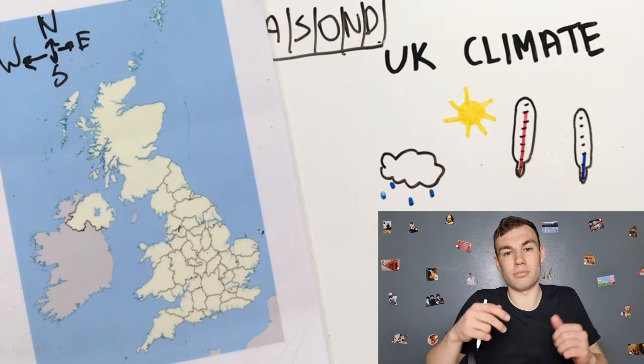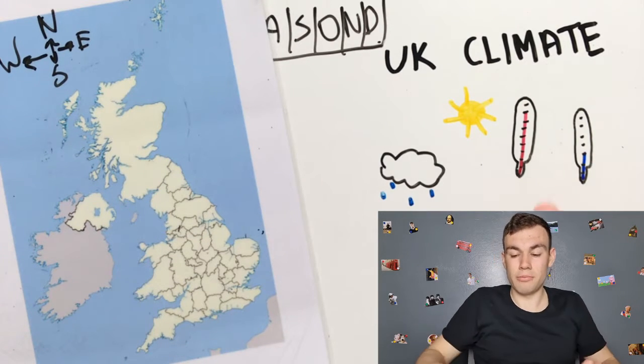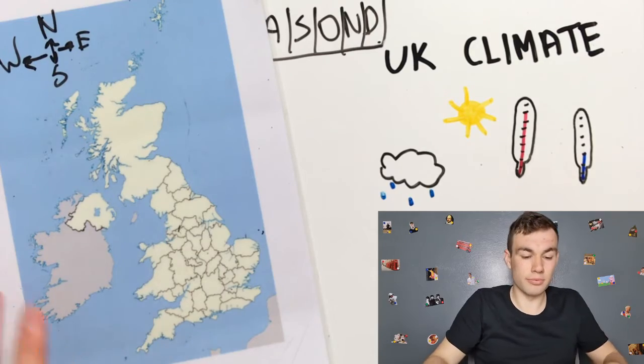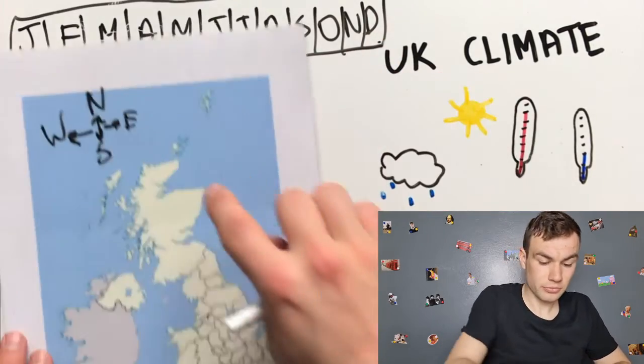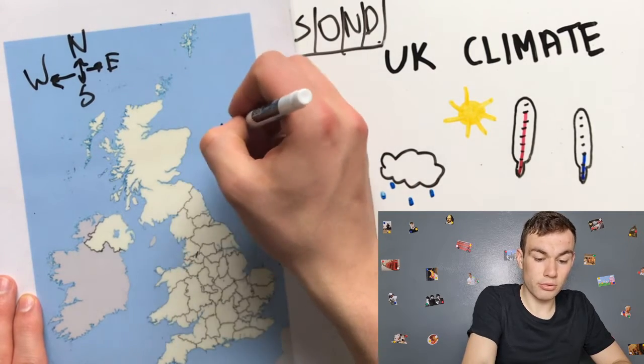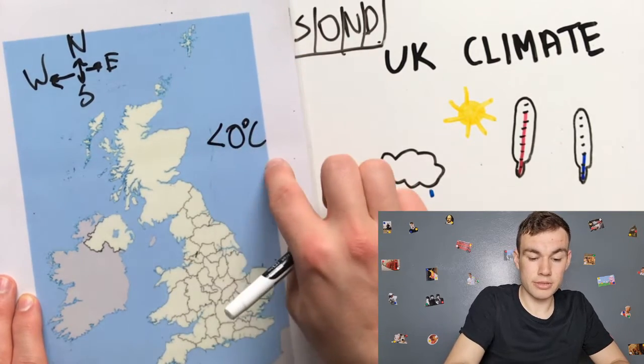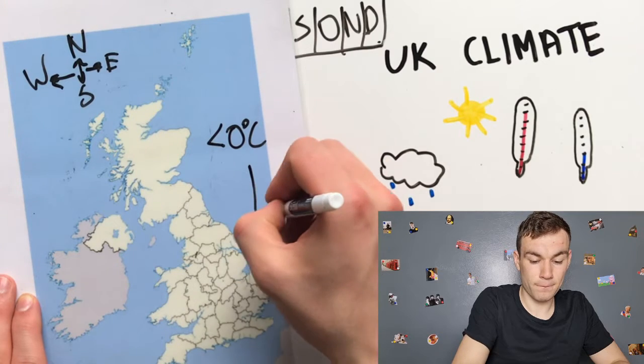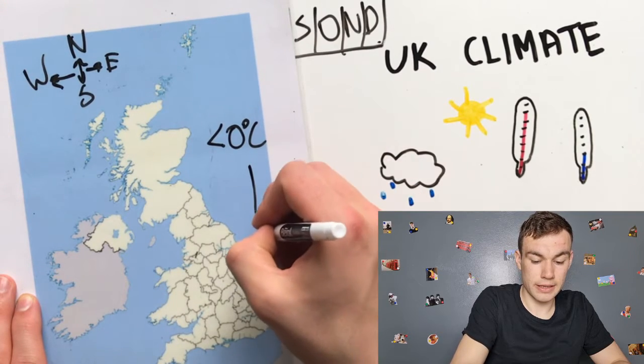Warm means like comfortably warm. Mild means not cold. So in the winter, the east coast is cold. It is often below 0 degrees Celsius. So ice, 0 degrees C, and ice.